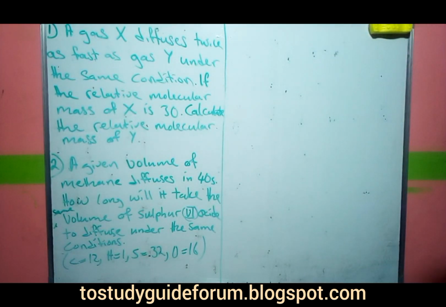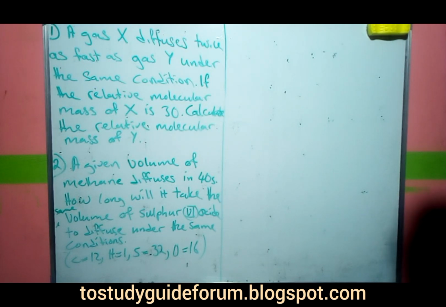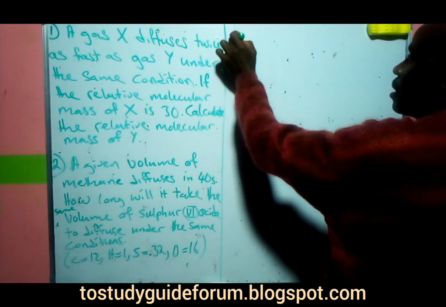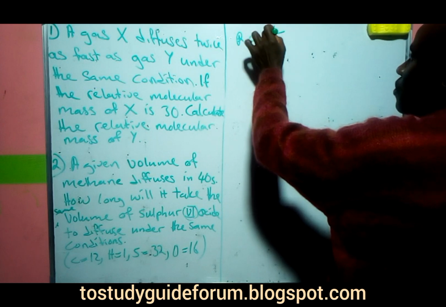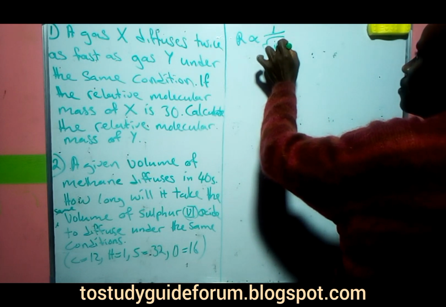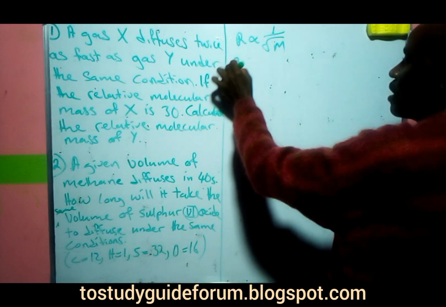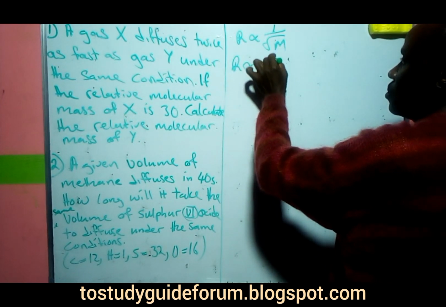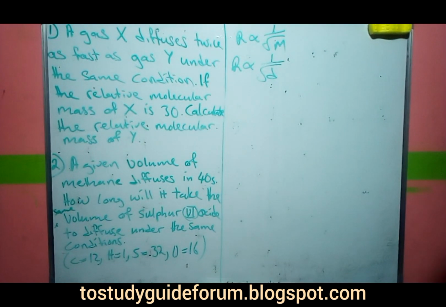Today we'll be looking at Graham's law, and a mathematical expression of this law says that rate of diffusion is inversely proportional to the square root of relative molecular mass, and also rate of diffusion is inversely proportional to the square root of relative density. So these are the expressions of Graham's law.